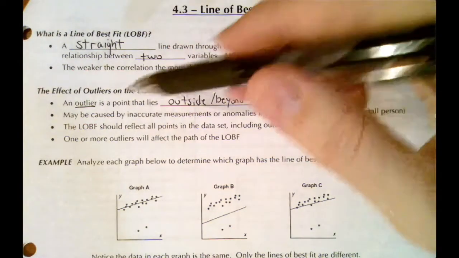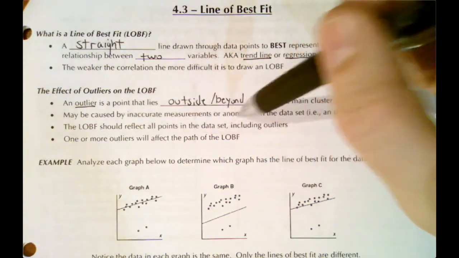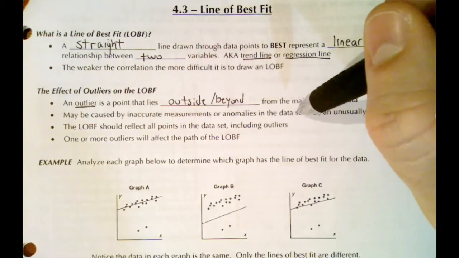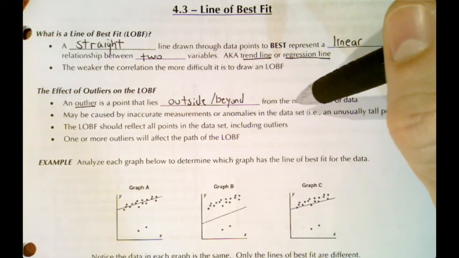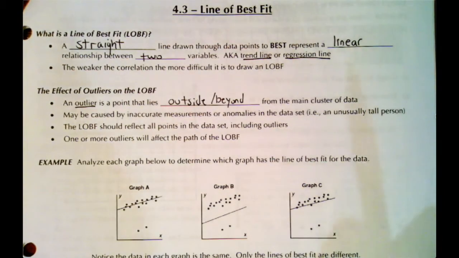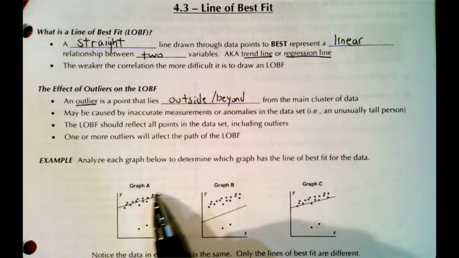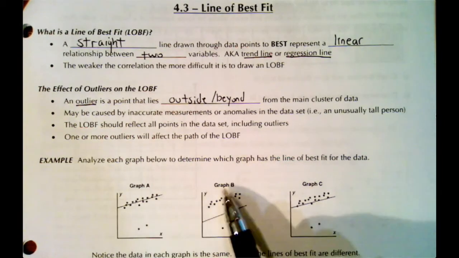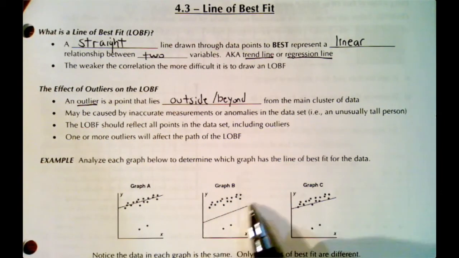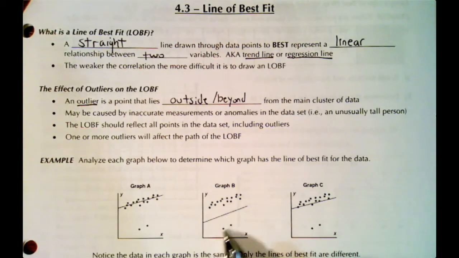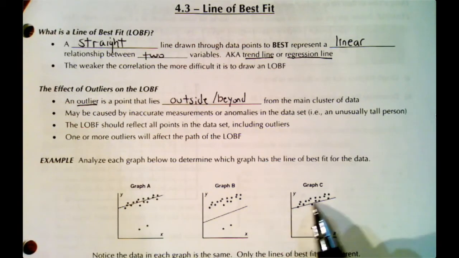The line of best fit should try to reflect all of the points in the data set, including outliers. One or more outliers will affect the path of a line of best fit. I'm going to show you how. So here we have 3 lines of best fit. We have graph A, where the line goes through the main cluster right in the middle. We have graph B, where the line goes right in the middle of the main cluster and these 2 dots that are outliers. And we have graph C, where the 2 outliers have pulled the line of best fit to the bottom of the main cluster.